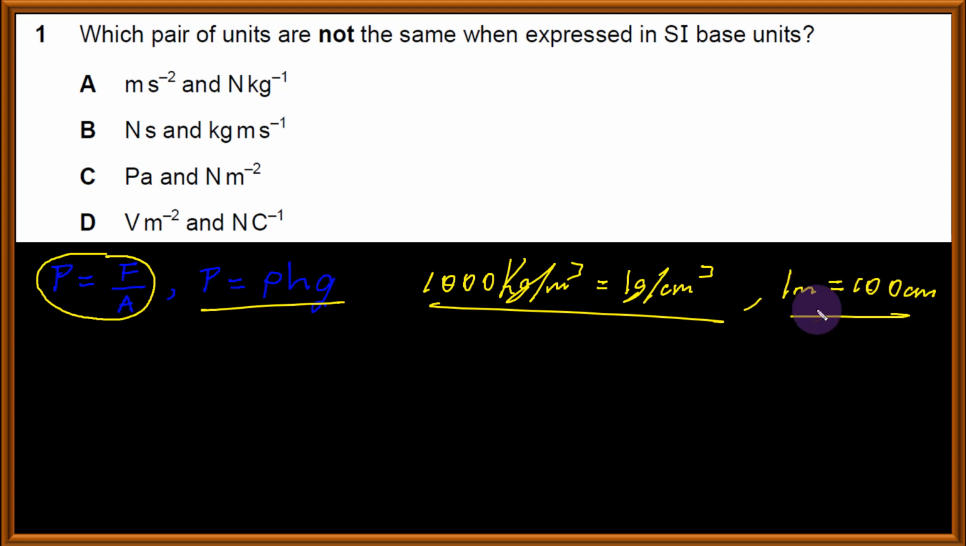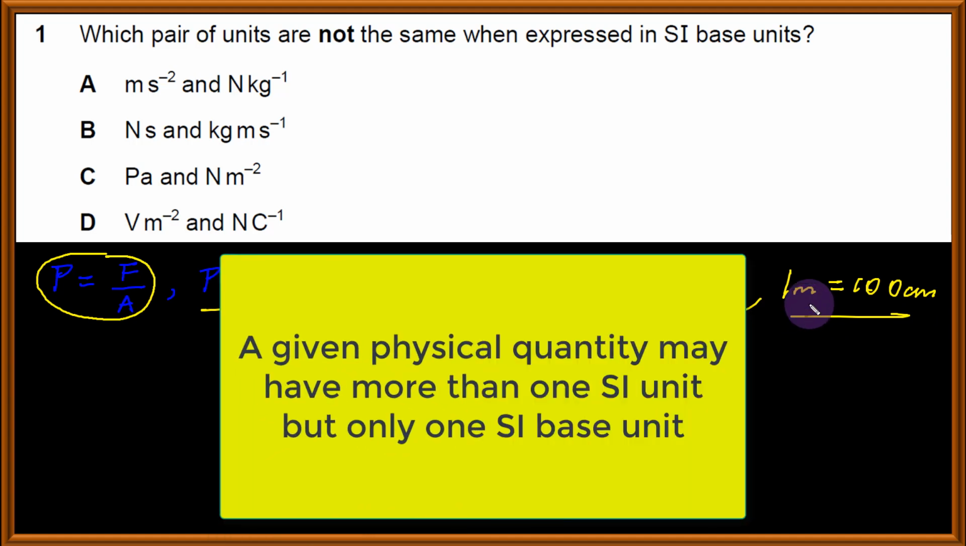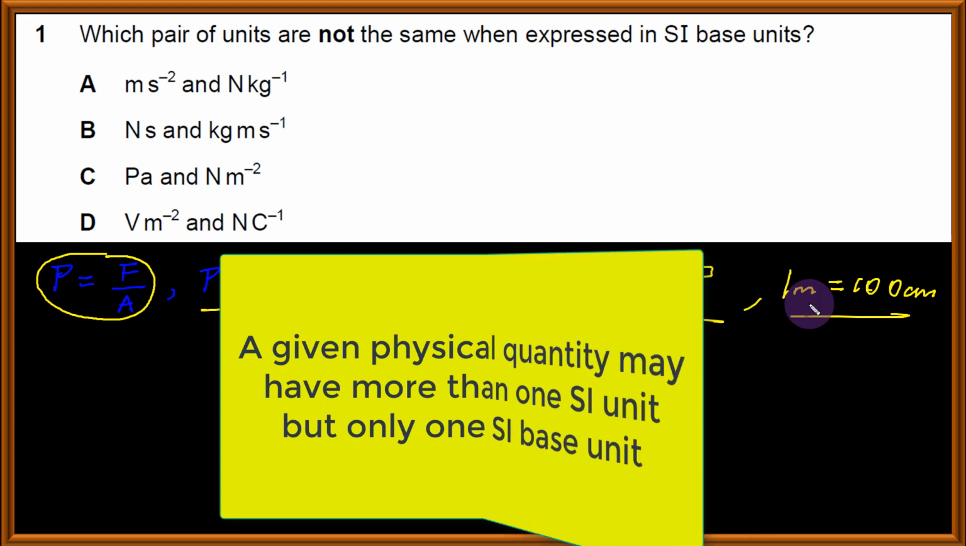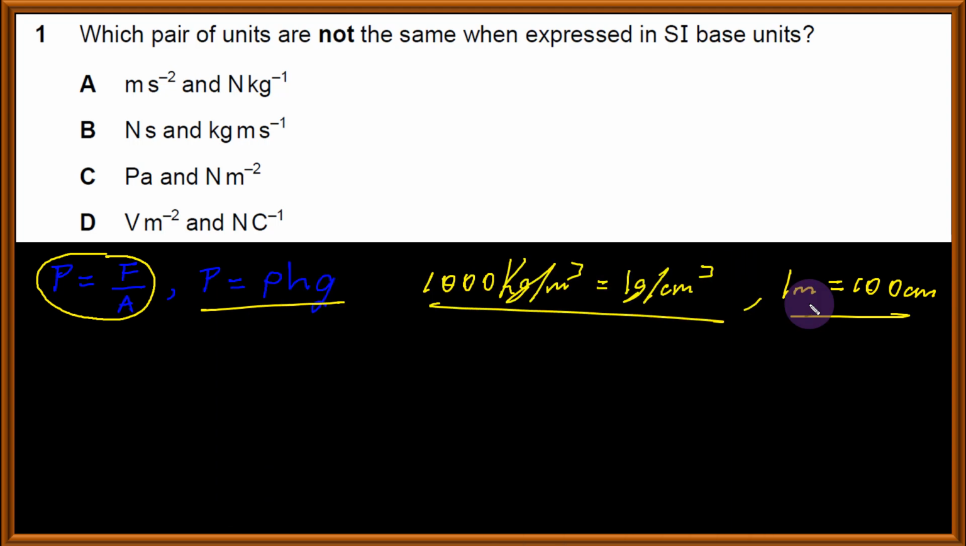This one is very important in physics. In fact, it is very, very common. The final point I'd like you to note about unit is that a given physical quantity may have more than one SI unit, but only one SI base unit. This mostly occurs where named units are used. Let's look at an example.